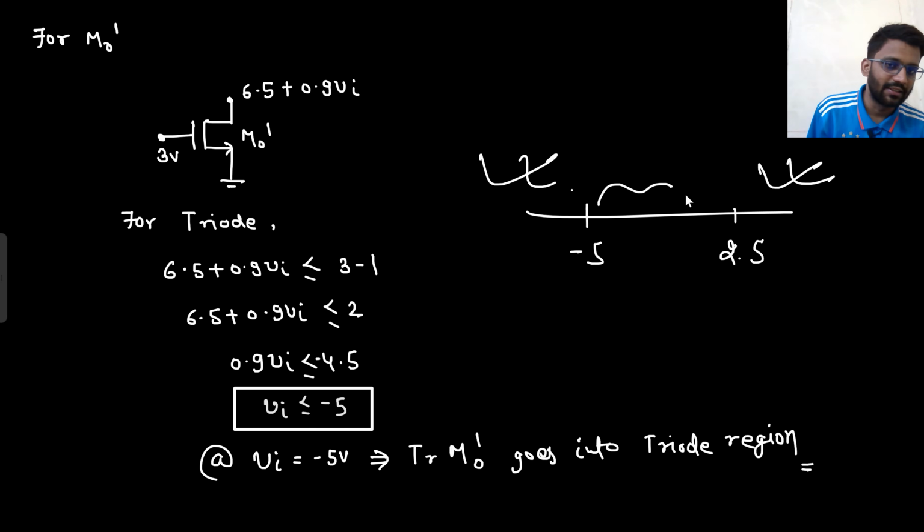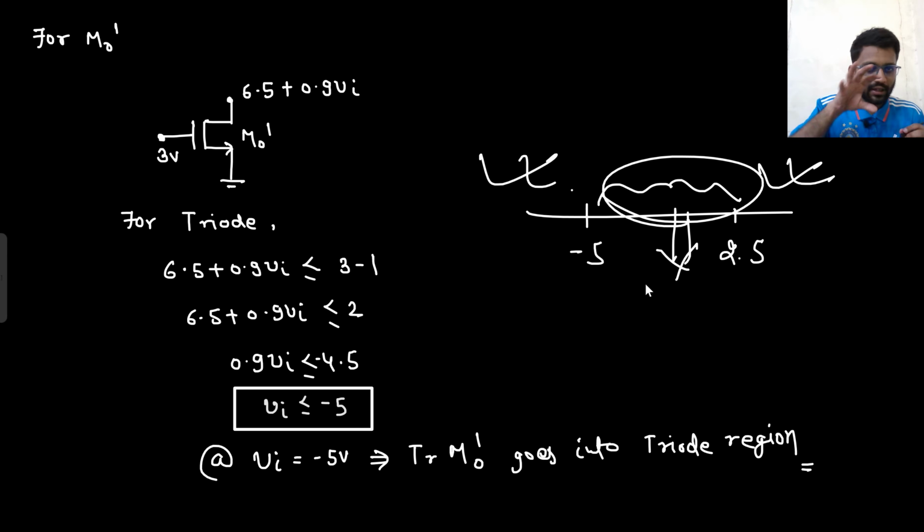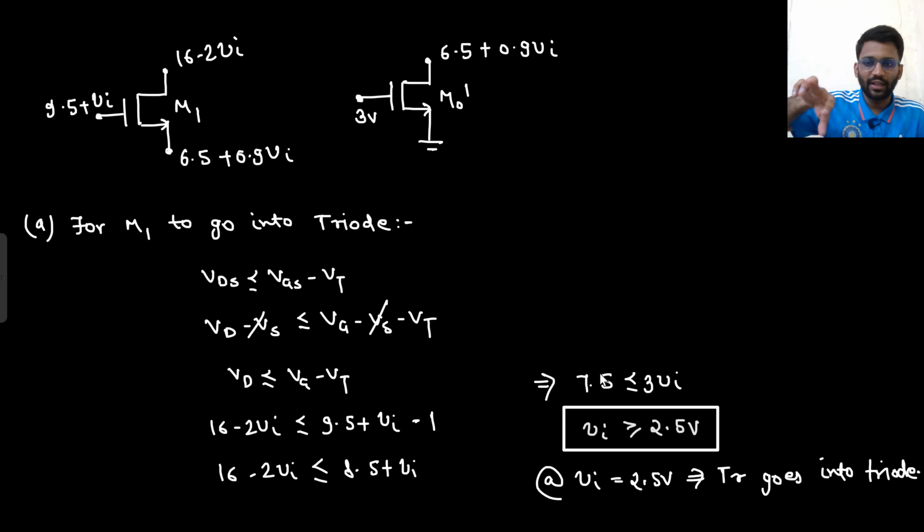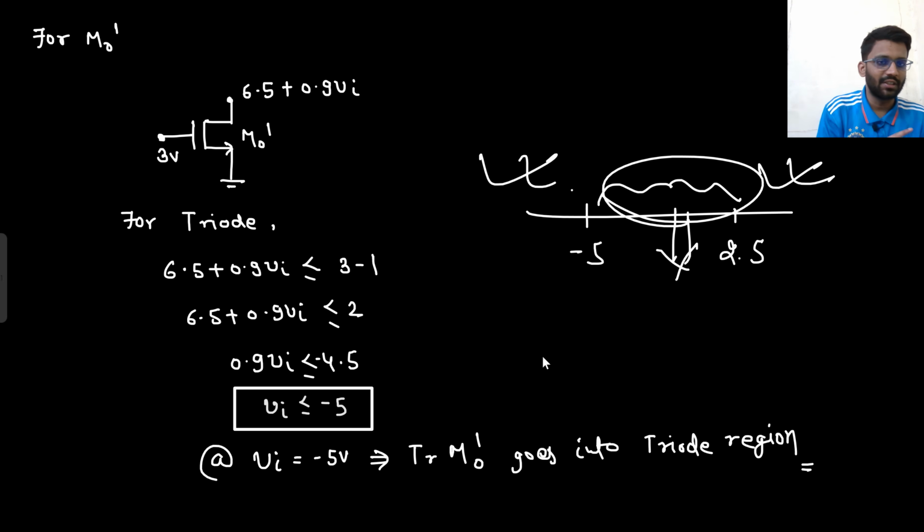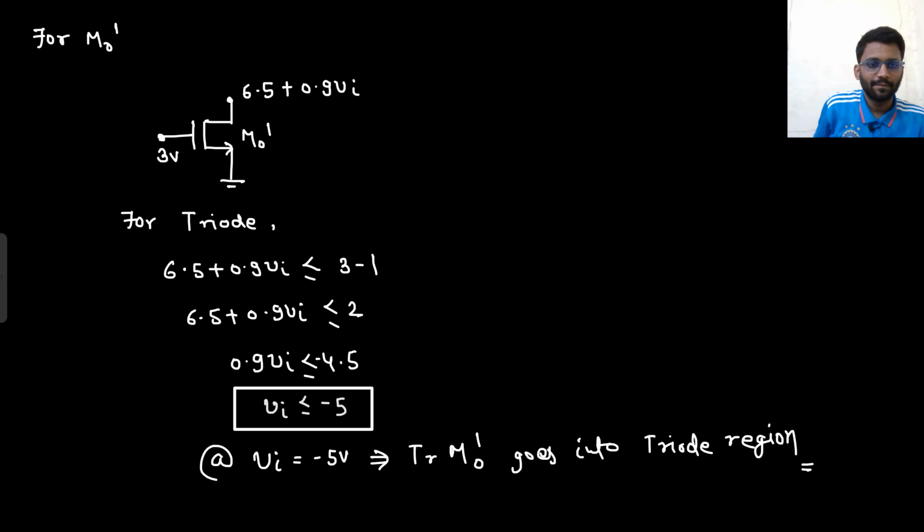So what is the typical range? The range of V in can be in this one. So if you are applying V in from minus 5 to 2.5, your transistor will always be in saturation region. Both of the transistors, M0 dash and M1 transistor. Both M1 and M0 dash will be in saturation region if you are applying V in from minus 5 to 2.5. Say yes or no. Are you getting this point or not?